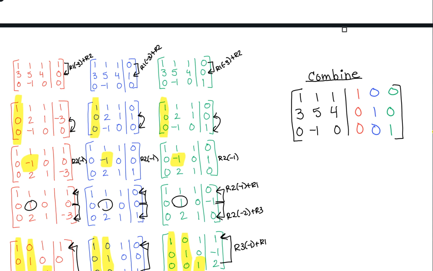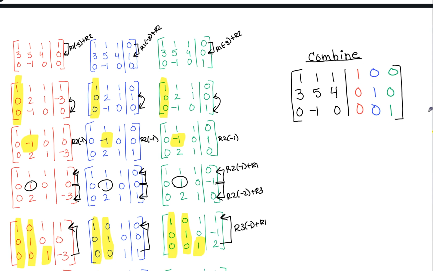Okay, so what you see here, for every single one, the left-hand side of the augmentation was the same. So the left-hand side of my augmentation remains the same. Then I pull out the first column, and I write that as the first column. I pull out the last column of the second augmented matrix, and that becomes my second column. And I pull out the right side of the third augmented matrix, and that becomes my third column.